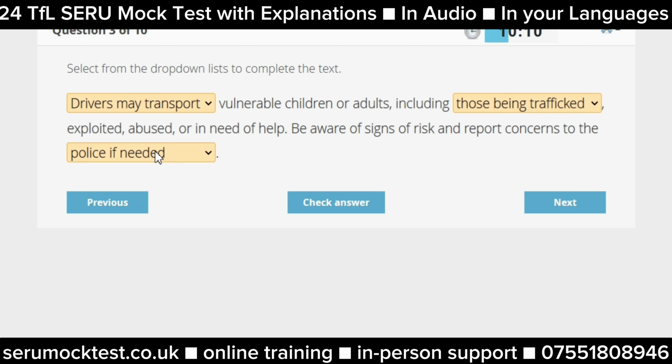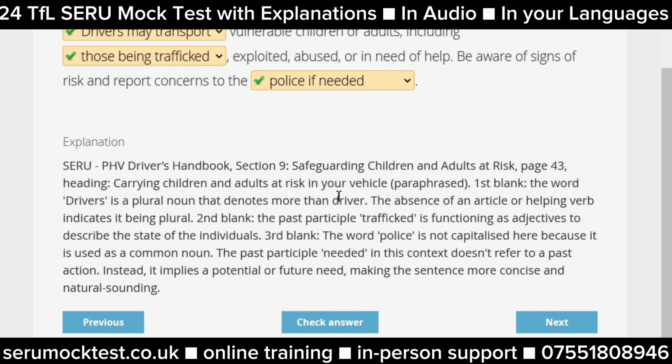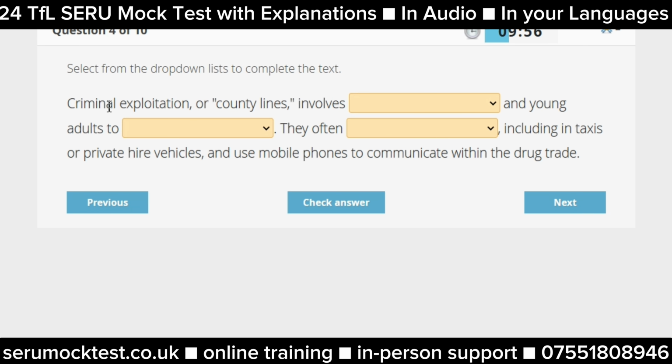And obviously, we use the past participle because it's referring back to an action that is going to happen. Okay, that's already happened. So again, we check: correct. So we move on to the next one.